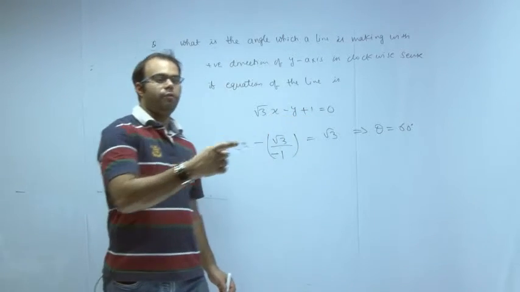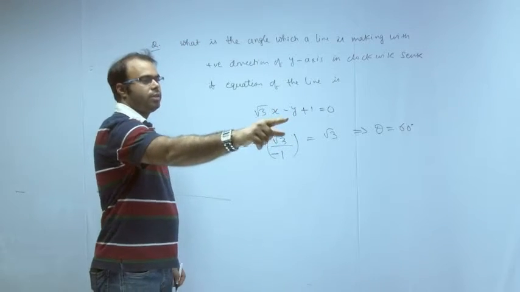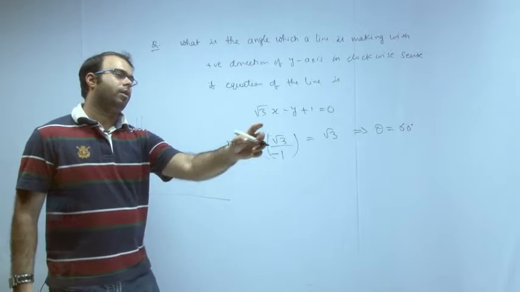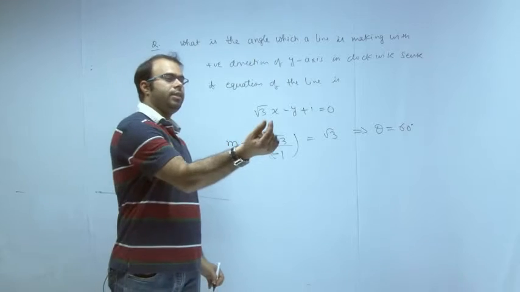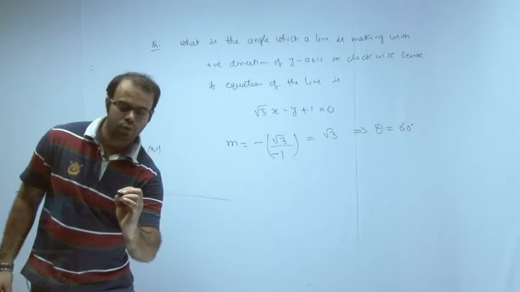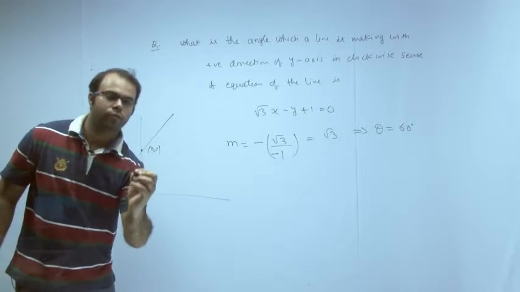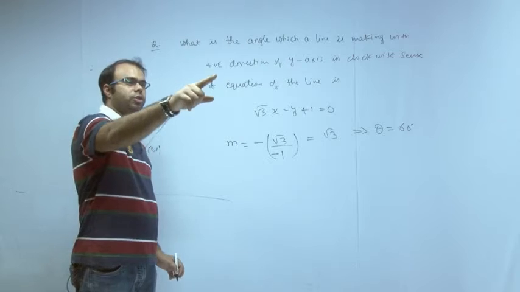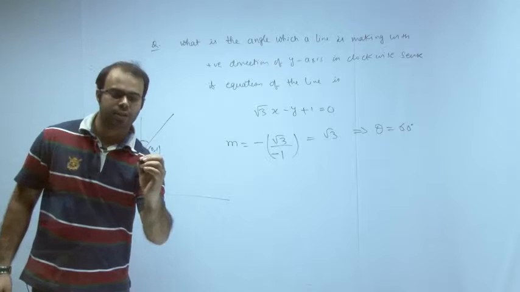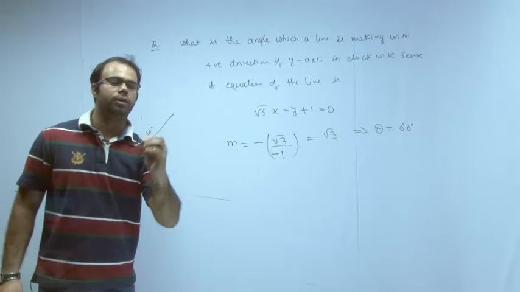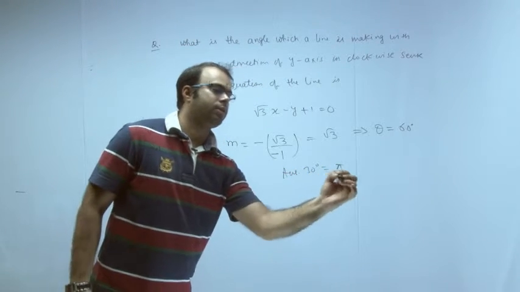And one more thing, if you want to plot the exact line, then you also have to see where it is intersecting the x axis and y axis. The y axis it is intersecting at y equal to 1, and the x axis it is intersecting at x equal to minus 1 by root 3, and this angle is 60 degree. So what is the angle which it is making with the positive direction of the y axis in clockwise sense? This is the angle, and you can find this angle easily. This is 60, so this is 30, and this is also going to be 30 degree. So your answer will be 30 degree, that is pi by 6.